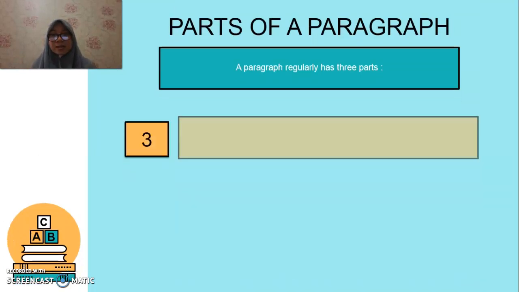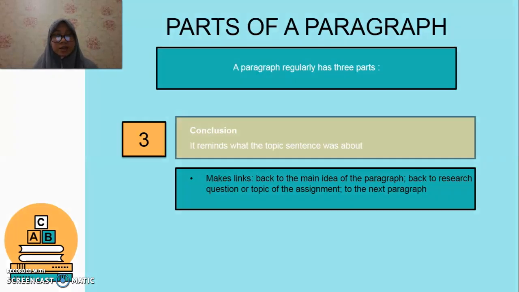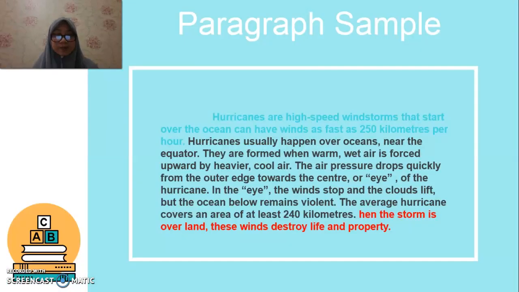And then number three, conclusion or the end. It reminds what the topic sentence was about. It makes links back to the main idea of the paragraph, back to the research question or topic of the assignment, or to the next paragraph. This is a paragraph sample.